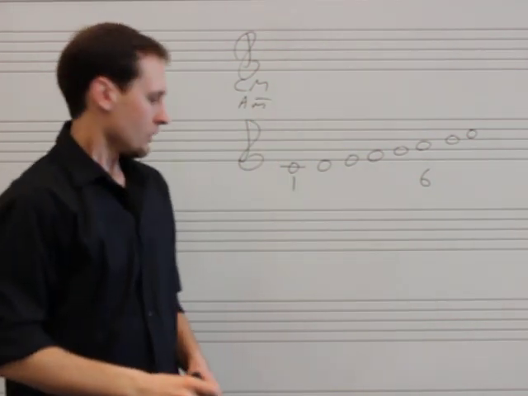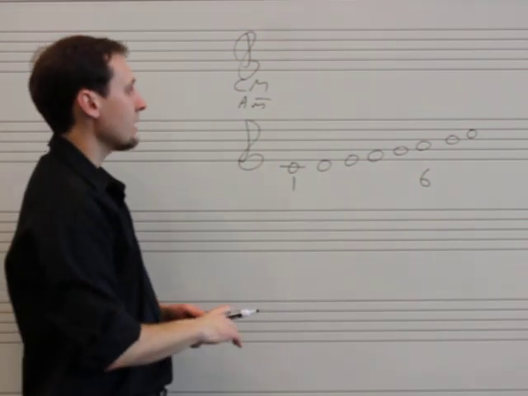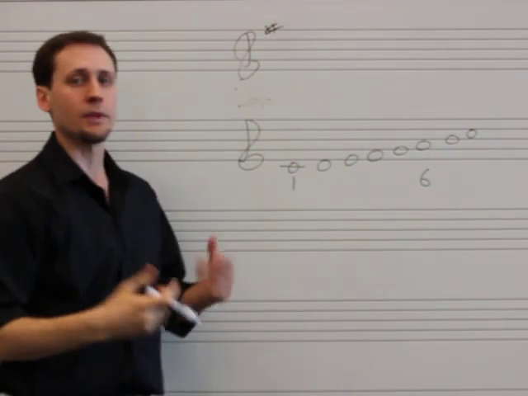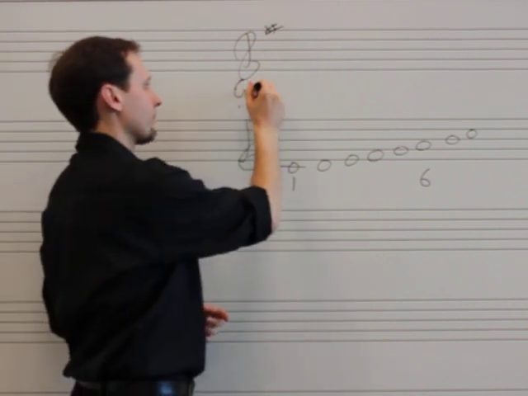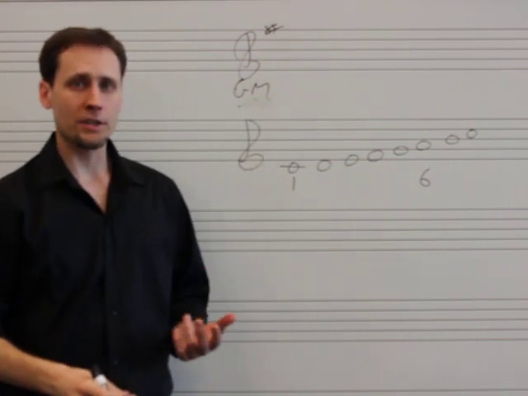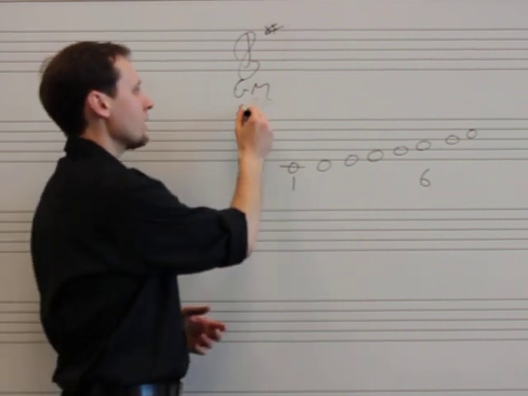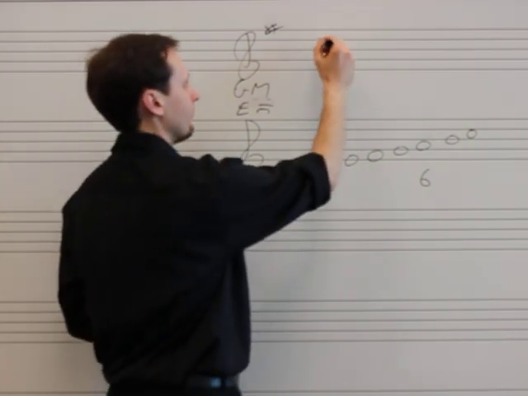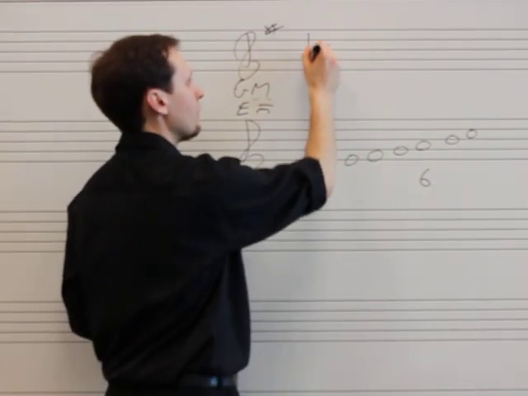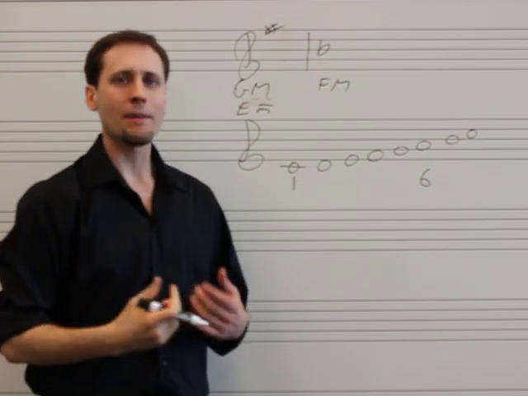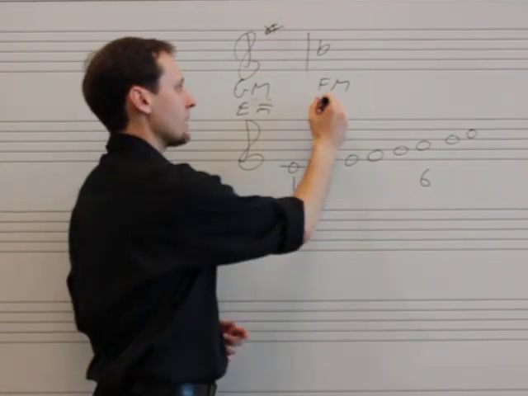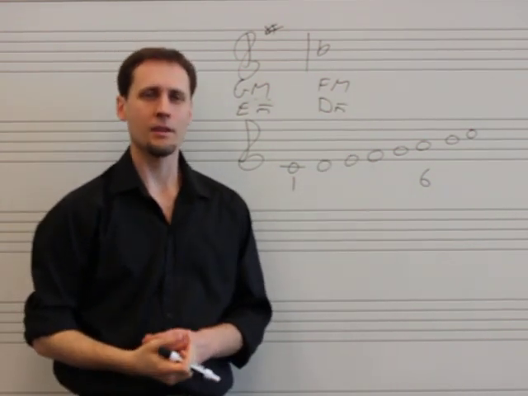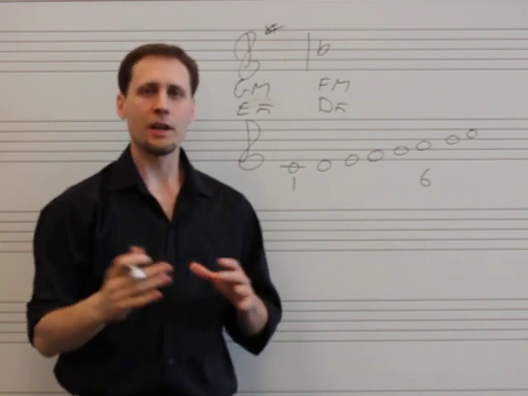Alright, so once again, this works with any key that you are trying to do. If we have a key with sharps in it, like this one, you know that this is G major. Go up a major sixth from G, and you find out that the relative minor is E minor. The key of F major, go up a major sixth from F, and you find out that the relative minor is D minor.